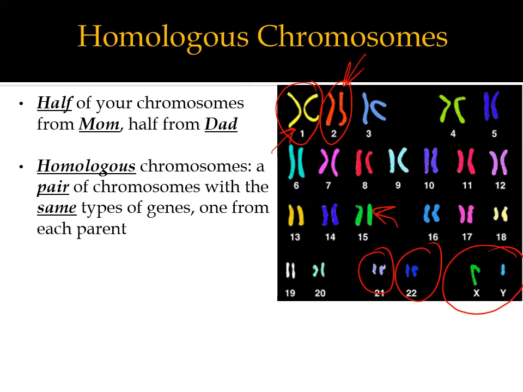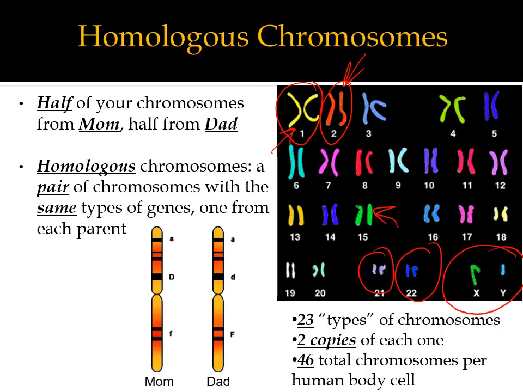22 times 2 is 44, plus either XX or XY gives you 46. And again, just notice that with these homologous chromosomes, you have the 23 different types, and half from mom, half from dad. Each parent will give you a copy of one. And where I said before how the genes are always in specific places, that is definitely true right here.